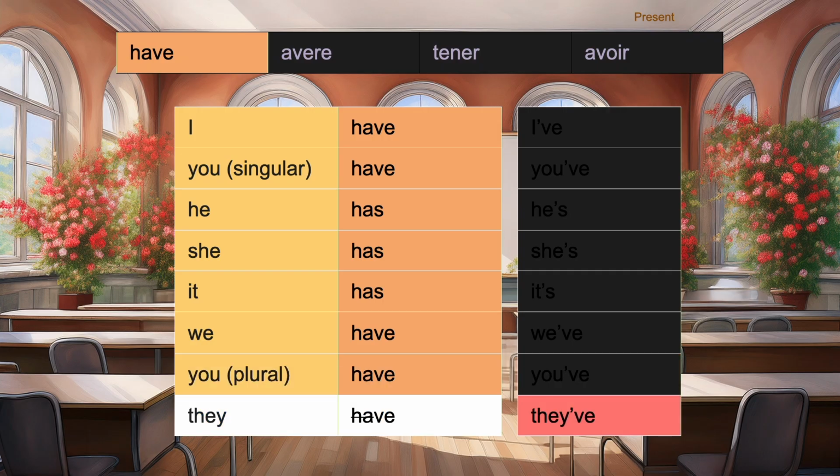Next, they have. Instead of saying they have, put the two words together, delete the HA, add an apostrophe, and say they've.